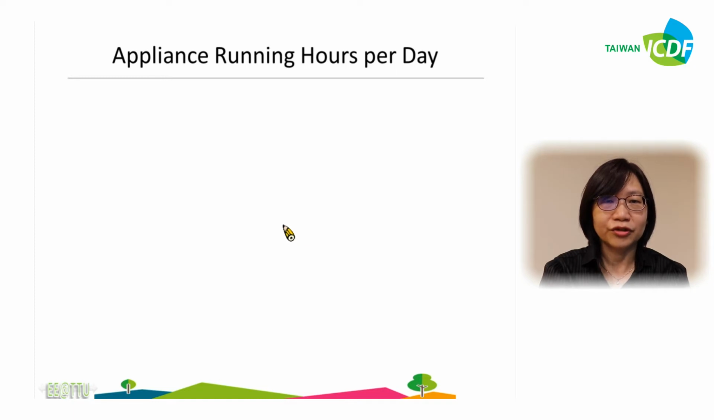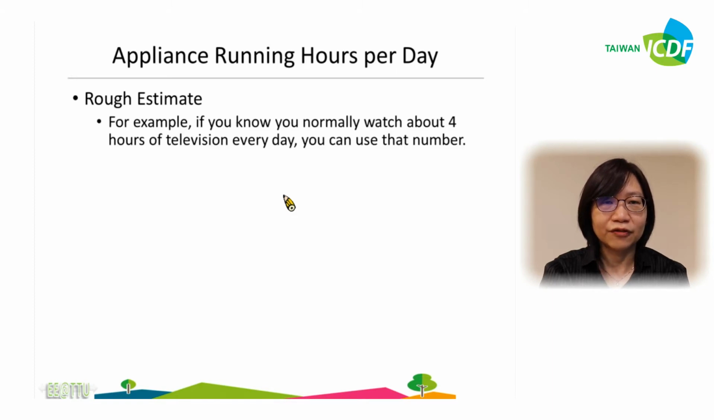First of all, we need to determine how much time we consume the power. So we need to know the appliance running hours per day. We can roughly estimate that. For example, if you normally watch about 4 hours of TV every day, you can use that number.